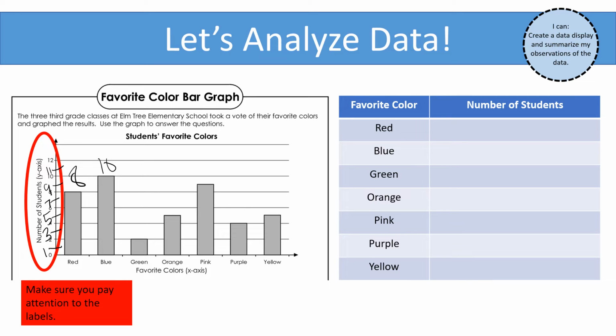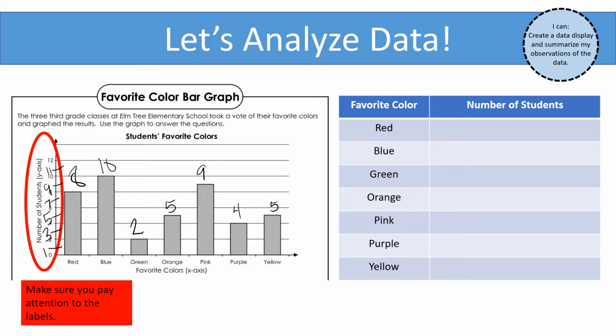Green, look where it goes to, 2, so picture 2. Orange, look, it's between 4 and 6, so it's going to be 5. Pink is between 8 and 10, so the number that comes after 8 and before 10 is 9. Purple comes up to 4. Yellow goes up to between 4 and 6, which is 5.